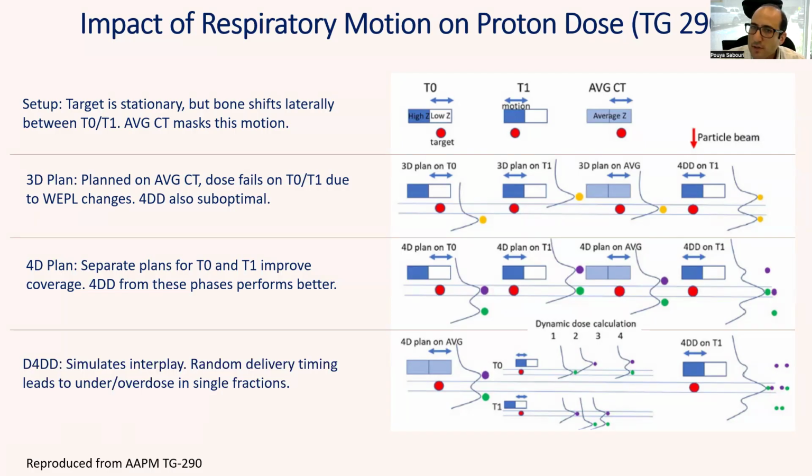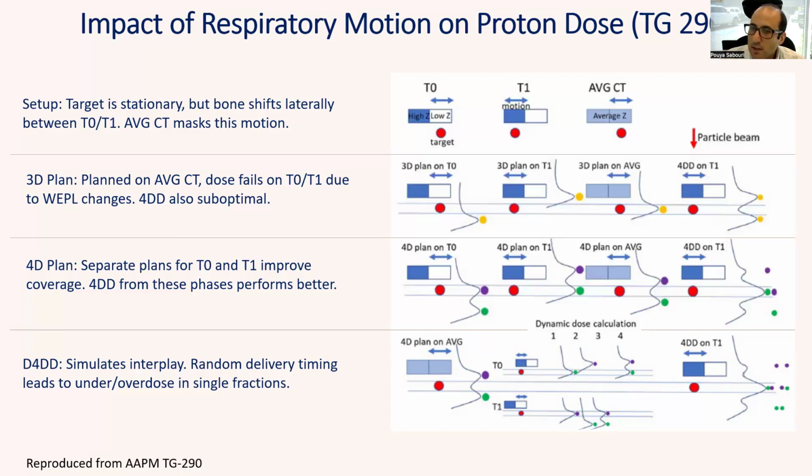So in this model, even though the 4D plan showed good average dose distribution across the phases, when we look at the actual delivery timing of the individual spots, this could be random from fraction to fraction. And so each colored dot represents a unique delivery sequence. Some spots are maybe delivered entirely in phase T0, others in T1. And this randomness introduces a potential for under or overdosing within a single fraction, despite the fact that you may have an acceptable 4D dose over several fractions.